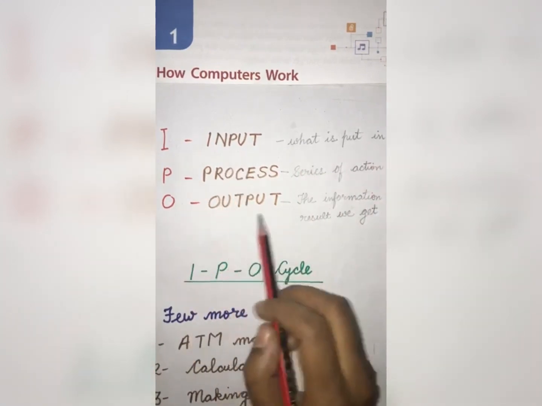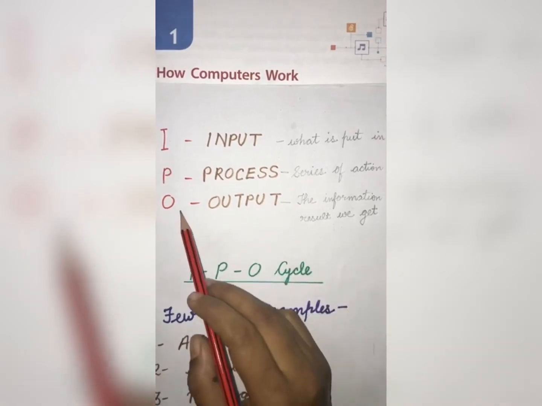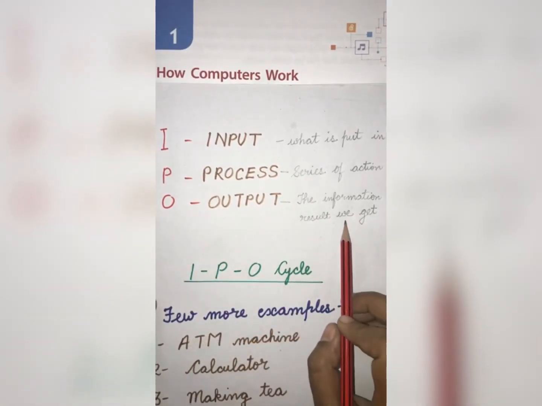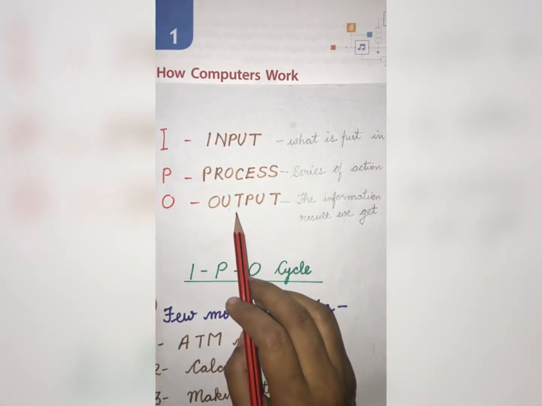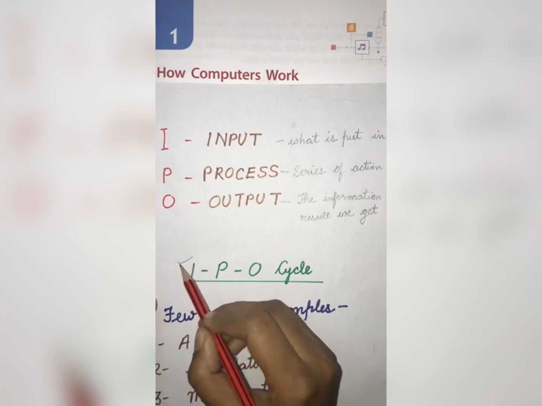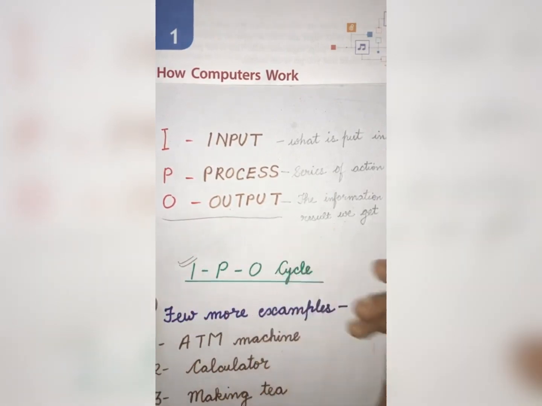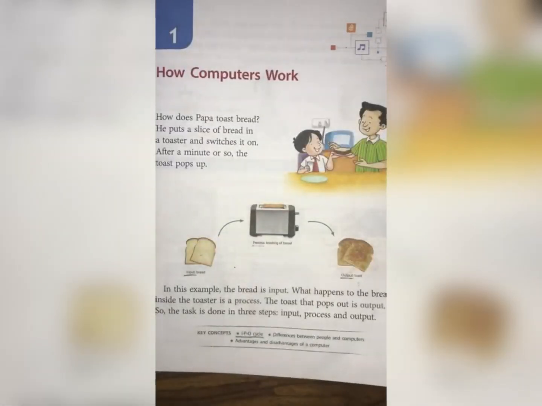P is for process, a series of actions. Whatever thing is happening inside to the input is the process, and O is for output. The information, the result that we are getting is output. So you have to learn the IPO cycle, and you also have to learn the full form of IPO cycle. Come to the next page.